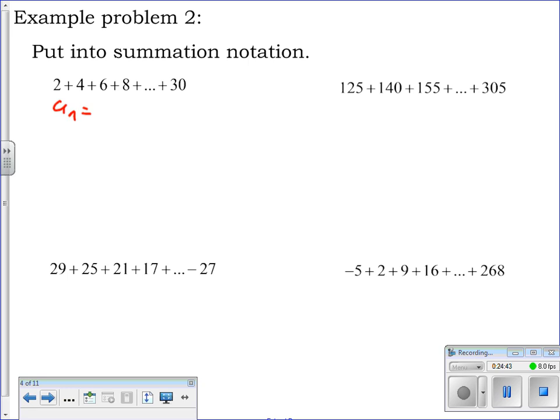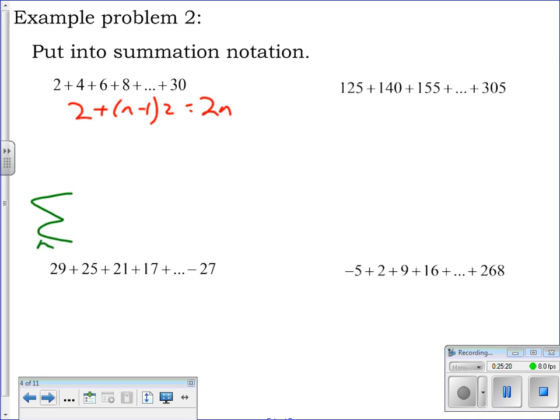So my formula for the summation notation is a sub n equals 2 plus n minus 1 times 2, because my d is 2. Simplify that down, distribute the 2, combine like terms, and this one's actually really easy. It simplifies to 2n. Now, our sigma notation. Got to draw a sigma.